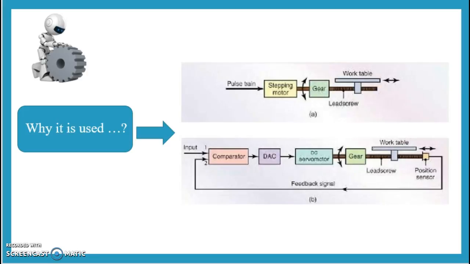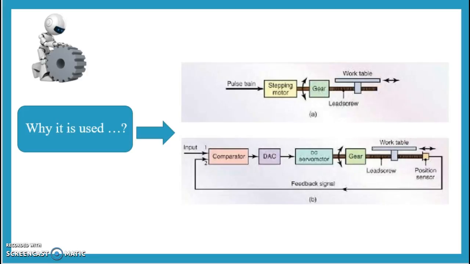As we know, there are two types of systems. First is an open loop system and second is a closed loop system. Figure A shows the open loop system and figure B shows the closed loop system. If we take an example of a work table in which a stepping motor and gear is used and the work table moves across a lead screw. In case of an open loop system, the position of the work table is not given back, so it is not giving very accurate results.